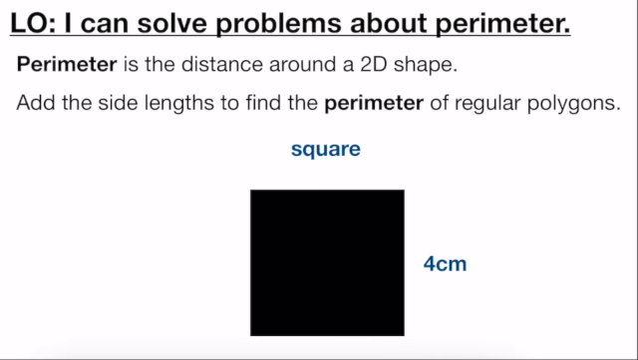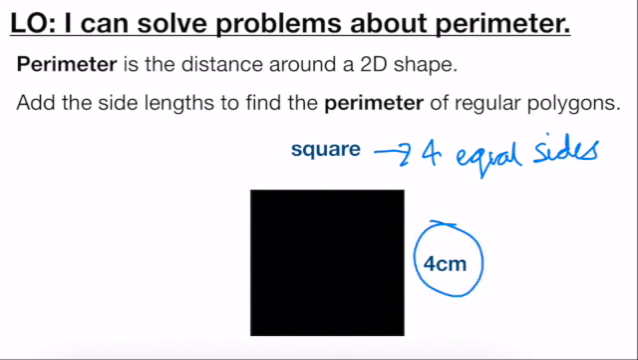Now, in this example, we have got a square. And we know that a square has 4 equal sides. Now here we can see that one side is 4 centimeters. Now there are 4 sides and they're all equal. That means they all measure 4 centimeters. So to work this out, it's 4 centimeters times 4. And 4 times 4 is 16. So the answer to that particular problem would be 16 centimeters.